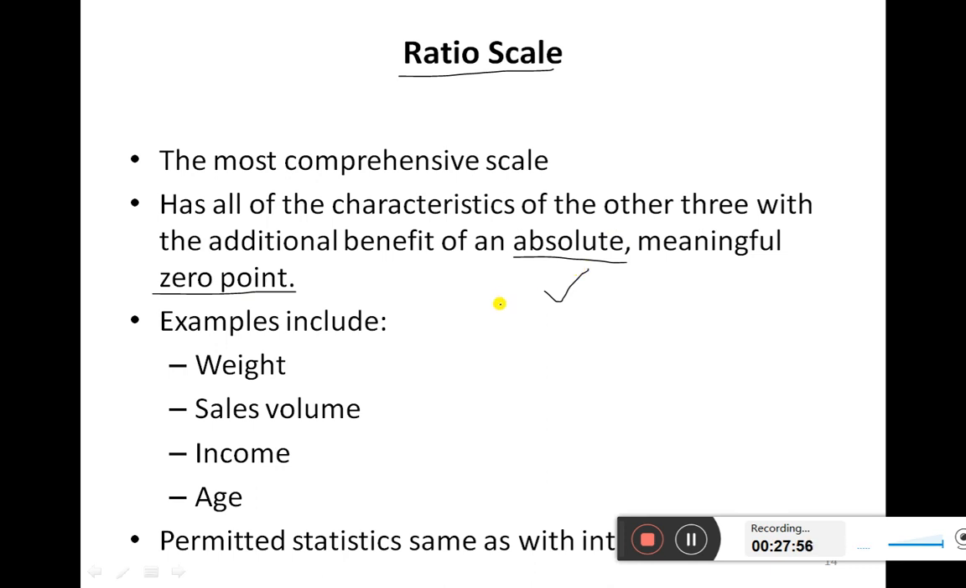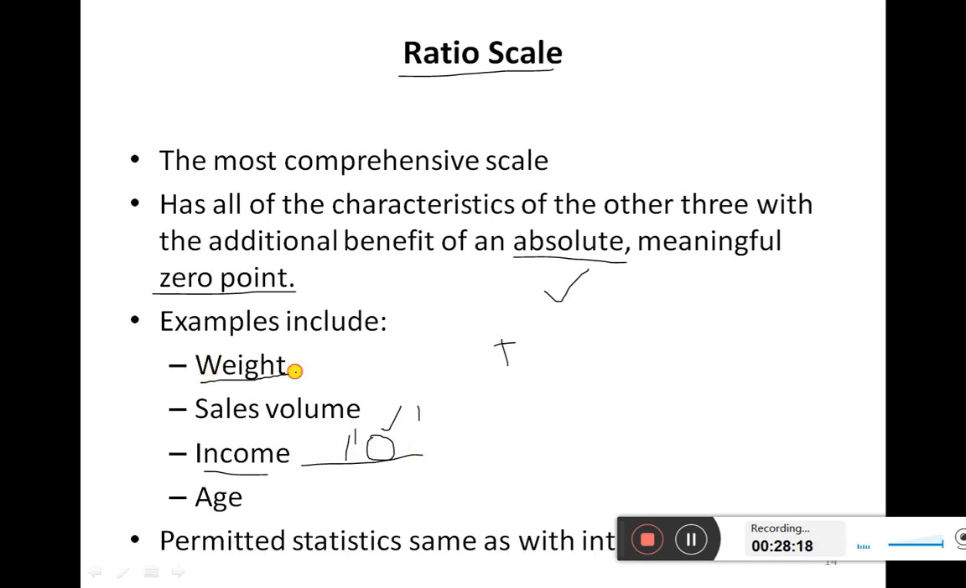For example, let's suppose my income, income that is 0. When my income is 0, it simply means that it has an existence. It is absolute.